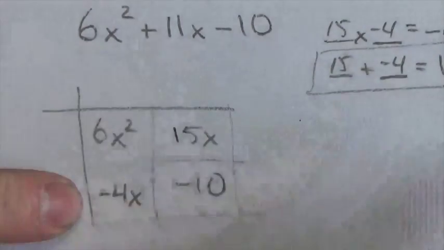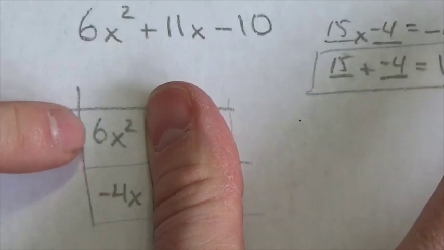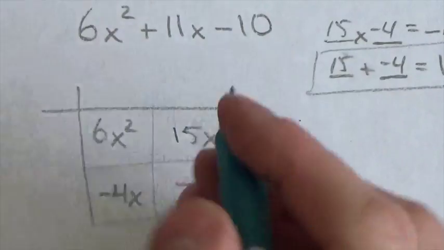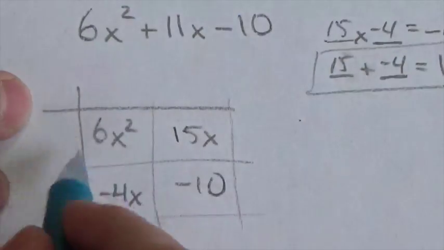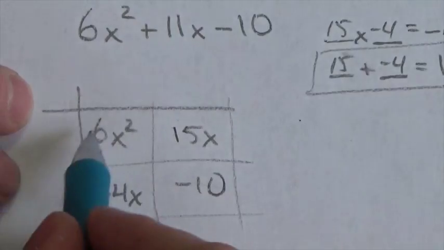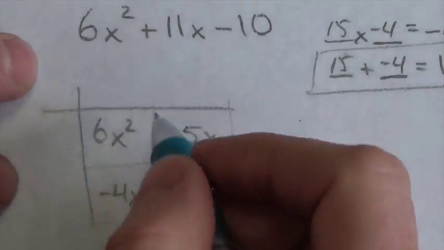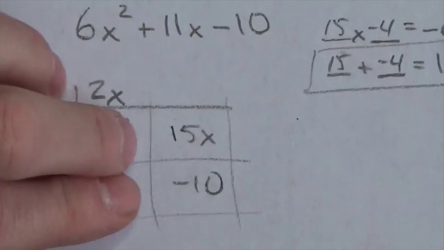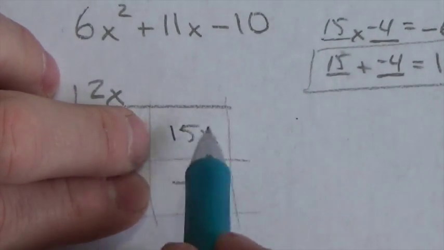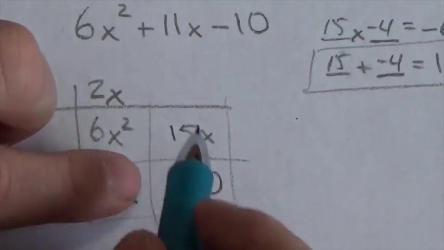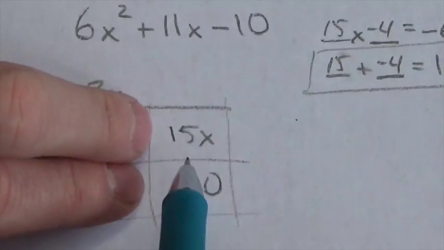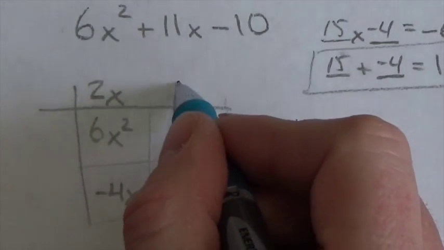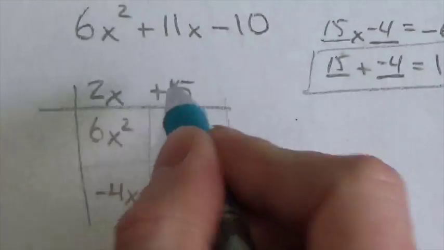So I'm going to go up this column. What's common between 6x squared and negative 4x? The answer is 2x. Because this is positive up here, I'm going to let the first term dictate what sign I use. Then I'm going to look at this one right here. Again, I'm starting with a positive 15, so I'm going to let that dictate the sign I use up here. Between 15 and negative 10, it's going to be positive 5.